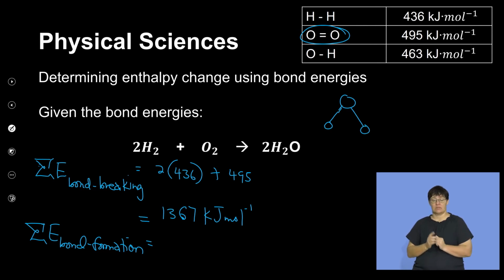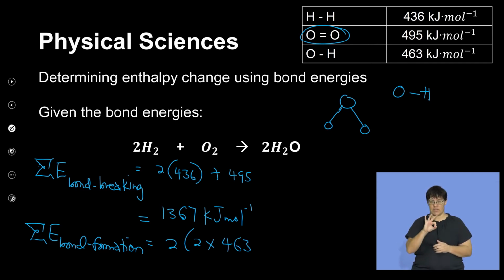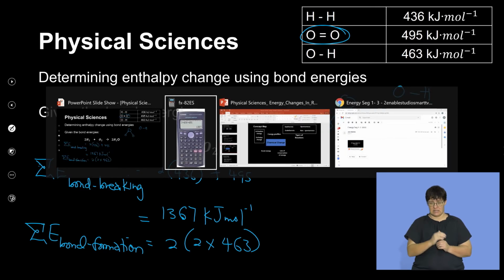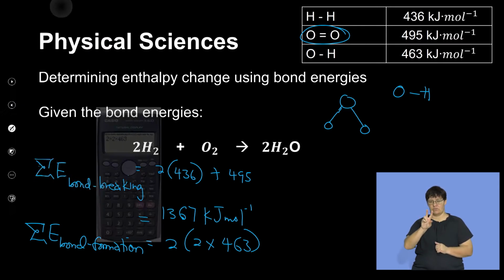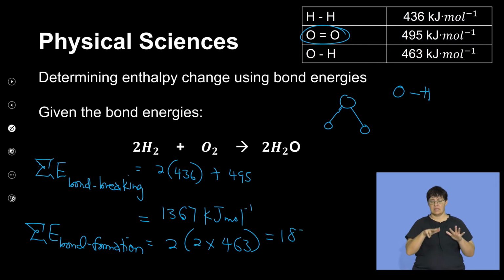Now, how many of the oxygen to hydrogen bonds do we have? There are 2 of them. And then there are 2 moles. So it's going to be 2 multiplied by 2 times 463 kilojoules per mole. So if we do that calculation, we have 2 times 2 times 463. This gives us 1852 kilojoules per mole. So this is the amount of energy that is released when that is formed.